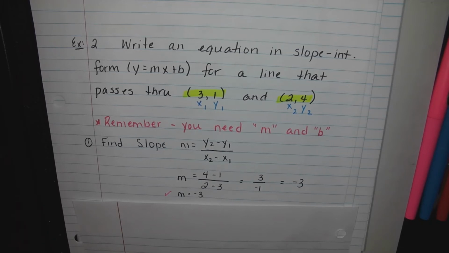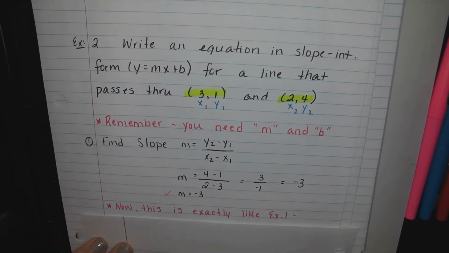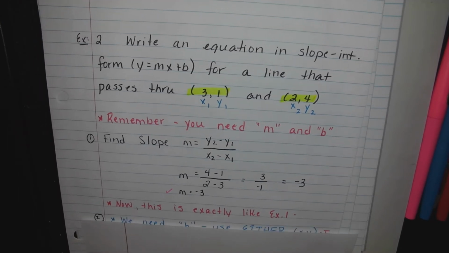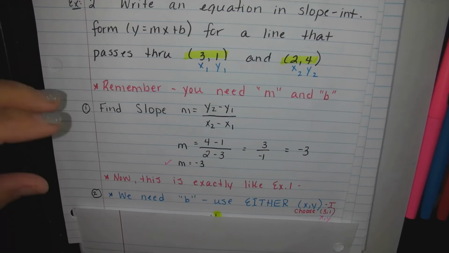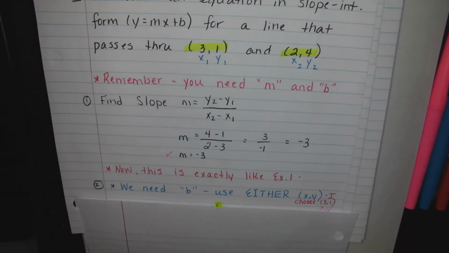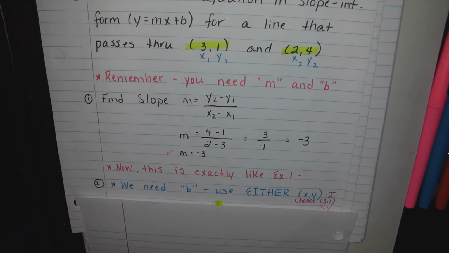Now what do we need? The y-intercept. Okay, aren't we in the same place as we were in example 1? Yeah. One difference though, we have an extra point. What do you think is going to happen? Now we have the slope. We need to find b, which is where we were in the last problem. We can use either x, y, because how many points do we have? 2. Doesn't matter which one you choose.